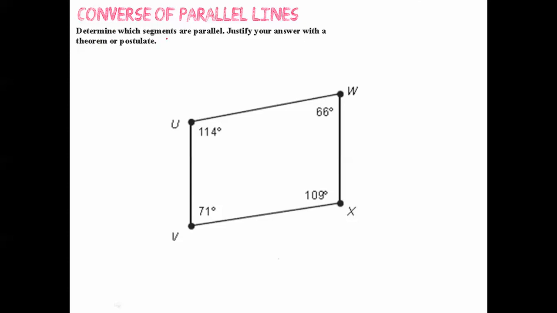Now we want to determine which segments are parallel and justify your answer with a theorem or postulate. So here, let's look first, let's extend these two lines right here. So we're going to look at this line and this line. We want to prove that these two are parallel. So let's look at this transversal right here. This should be supplementary because these are both same side interior angles.